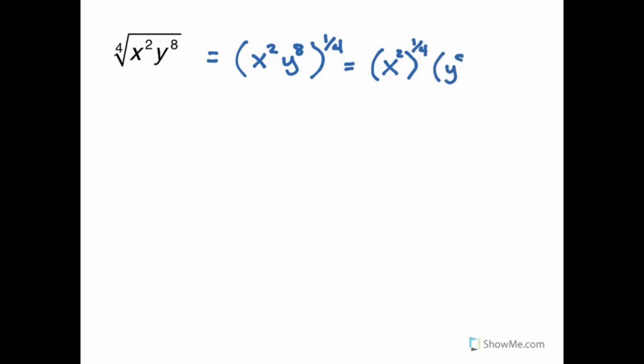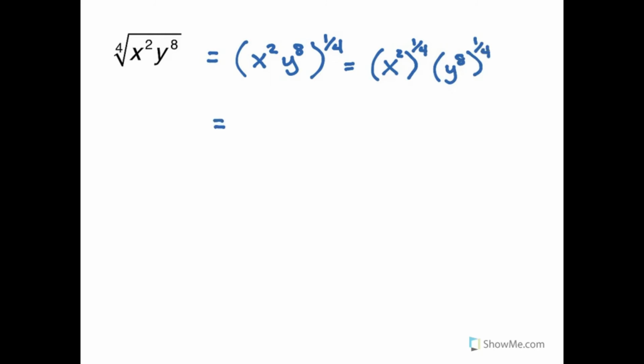We'd like to simplify the 4th root of x squared, y to the 8th. This problem gets much simpler if we rewrite the 4th root as an exponent. So a 4th root means a 1/4 power, and I have x squared, y to the 8th, those are multiplied to a 1/4 power. Since they're multiplied, I can separate the power over each factor. That's x squared to the 1/4 power times y to the 8th to the 1/4 power.